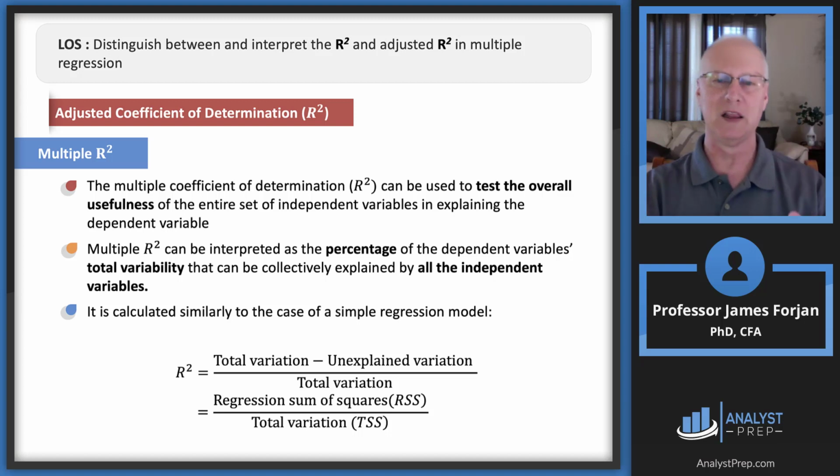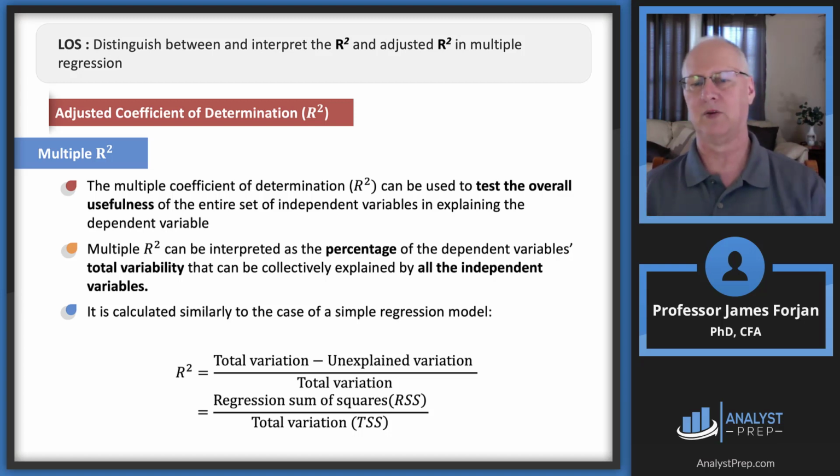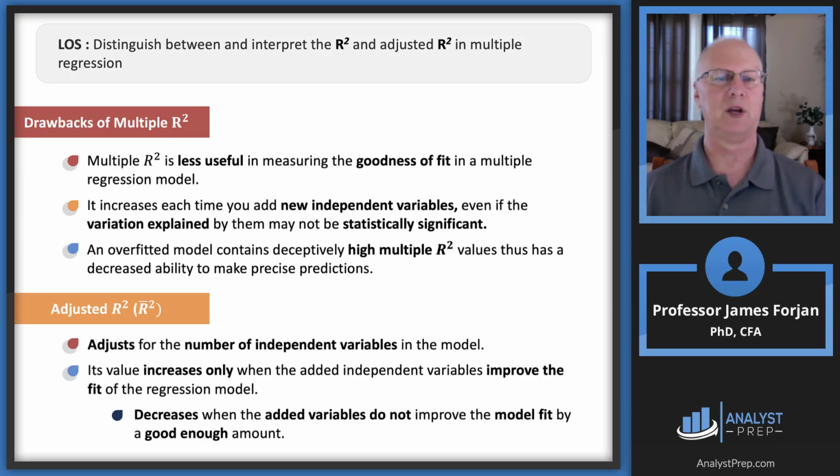I love that from a big picture standpoint, but of course you'll probably use the RSS and the TSS to calculate it if you have to on an exam. But notice the LOS says distinguish. How about some drawbacks of the multiple R squared?